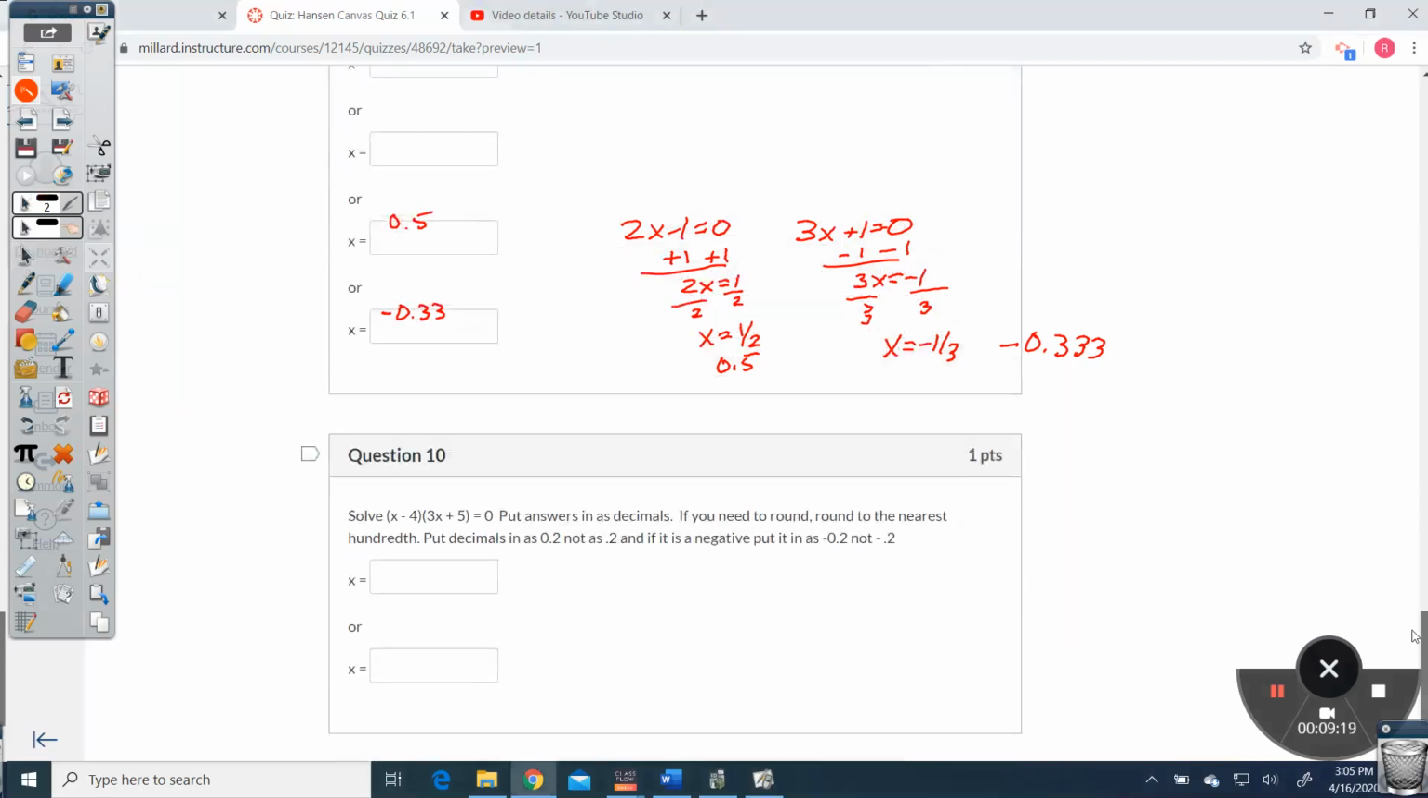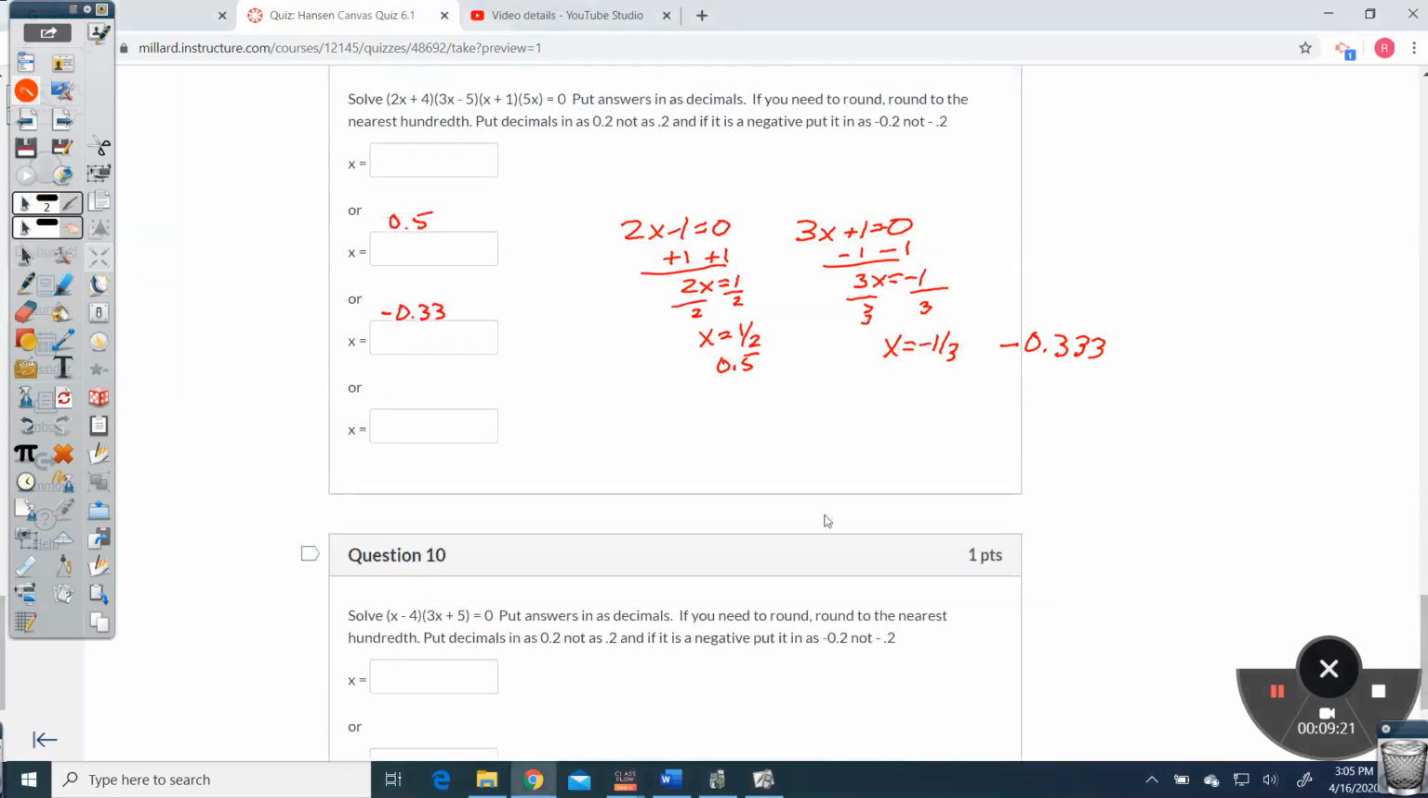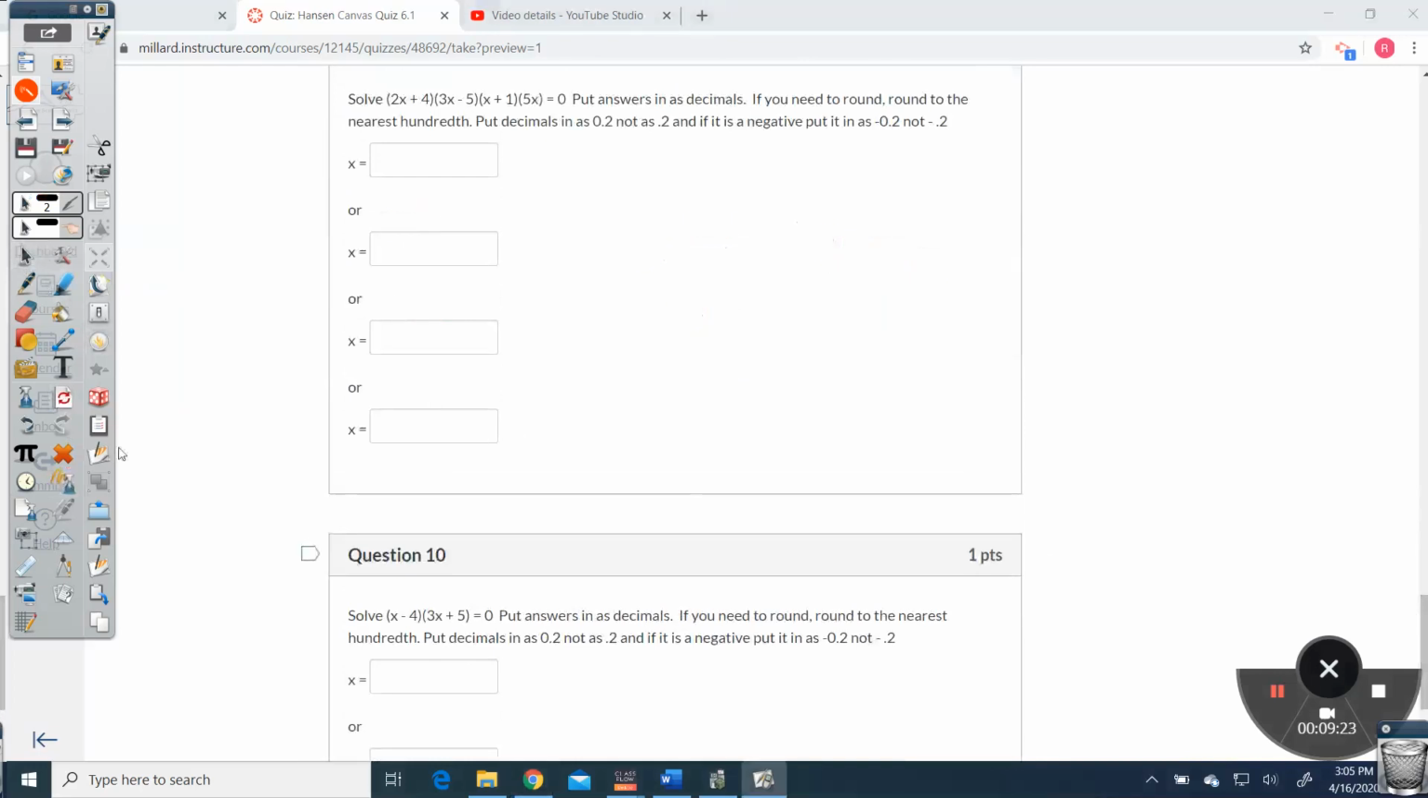So now question 9. It says solve this, and it's equal to 0. So I just put each of those equal to 0. So 2x plus 4 equals 0, 3x minus 5 equals 0, x plus 1 equals 0, and 5x equals 0.